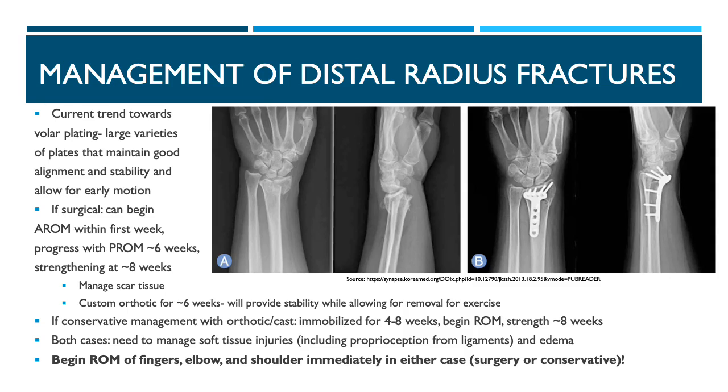The earlier people move, the better the outcomes are going to be. So if they're coming to you after a surgery, after an ORIF, usually active range of motion you can begin within the first week, passive range around 6 weeks, and strengthening at 8 weeks.